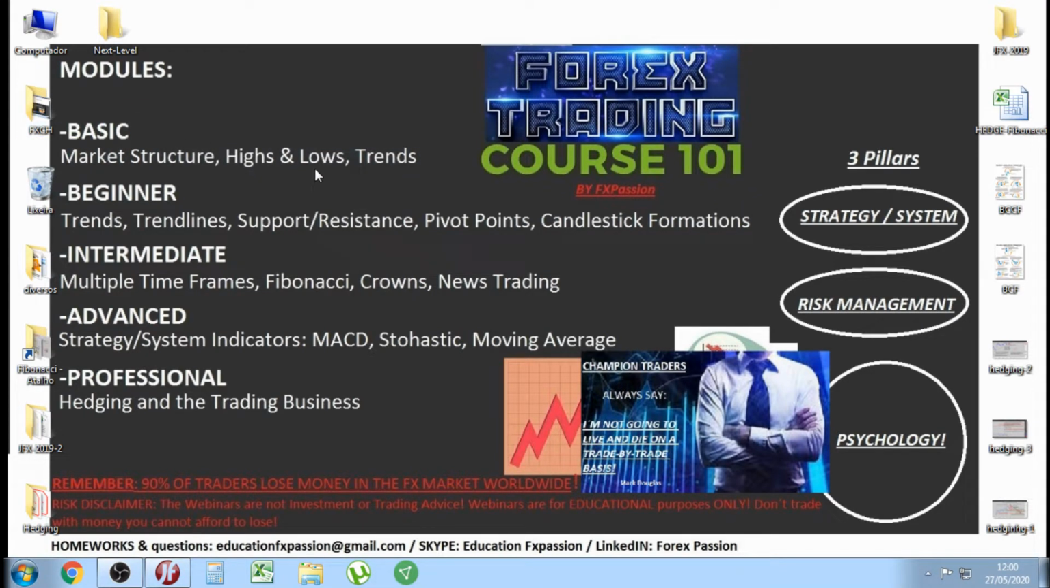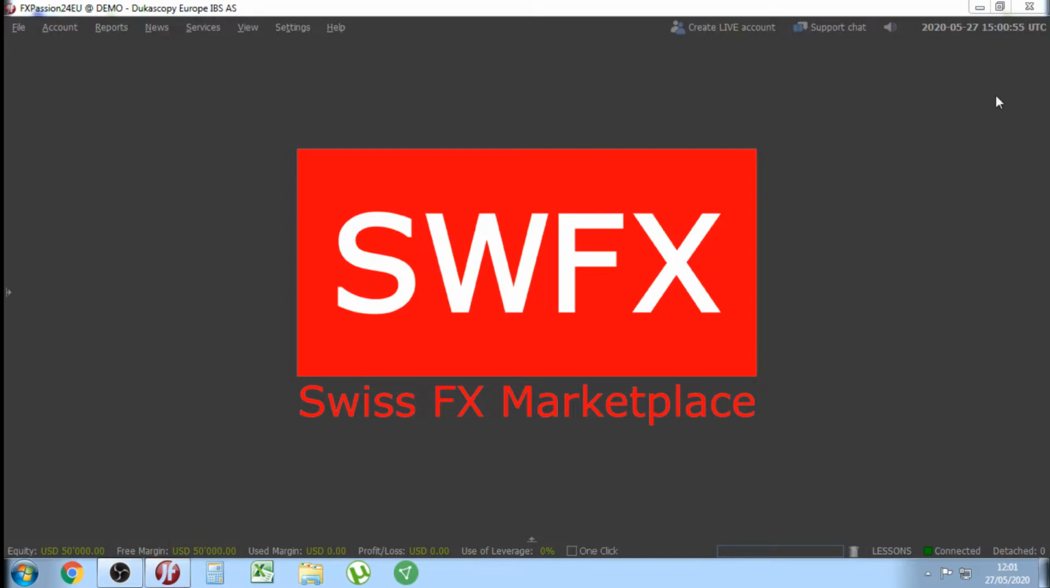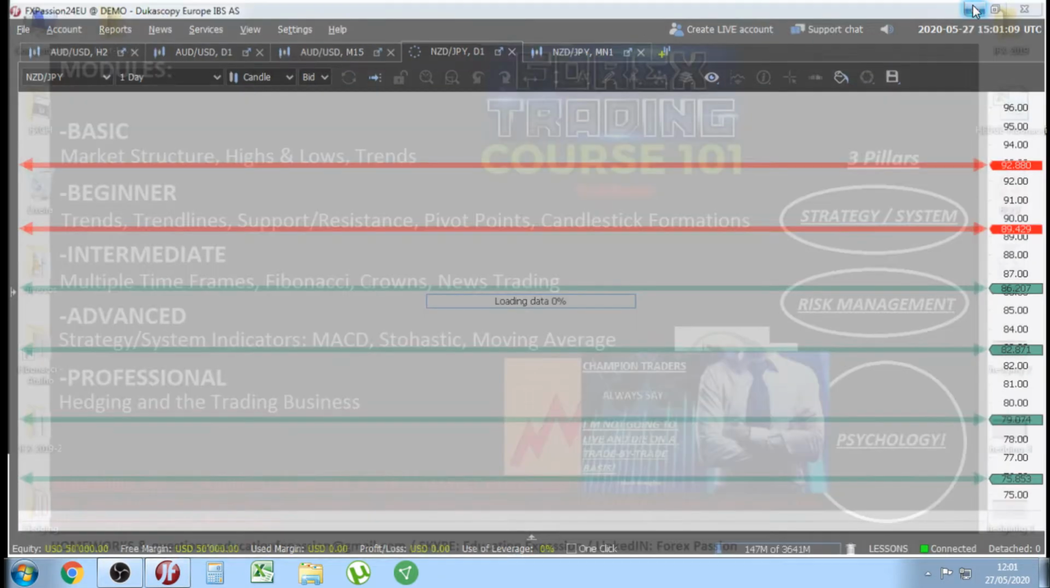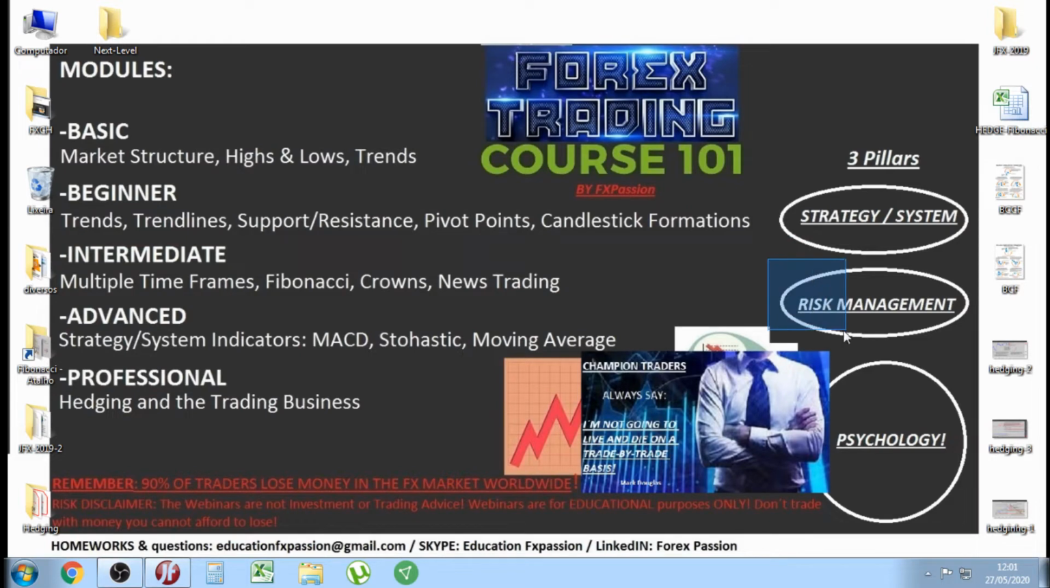And remember what we're trying to do, everybody. We're trying to build the 3 pillars. We're trying to build a strategy and or a system that it's easy for you to understand. We're trying to understand how risk management works inside the strategy and or a system, and the big one, the psychology part. And what do champion traders say, everybody? Champion traders say, I'm not going to live and die on a trade by trade basis. And of course, this is a quote from Mark Douglas.